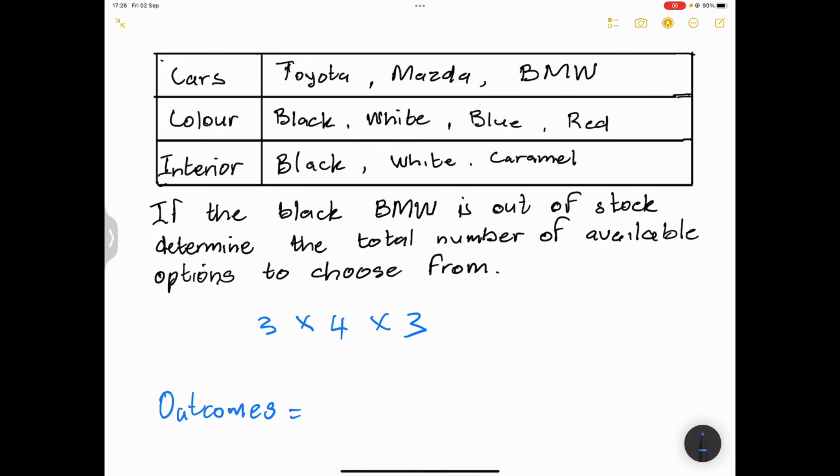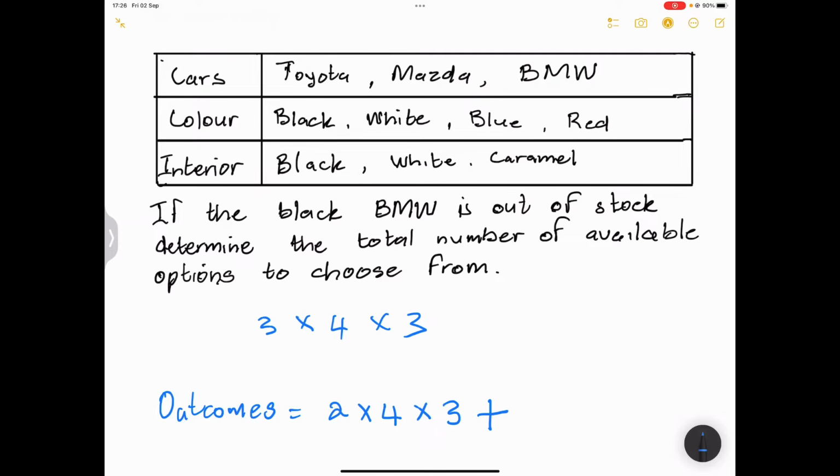So in this case, I've got Toyota and Mazda. So how many options do I have? I've got 2 options, right? And in this case, they've got all the variants in terms of color. So that's multiplied by 4. They've got also all the variants in terms of interior. So that would be multiplied by 3, right?